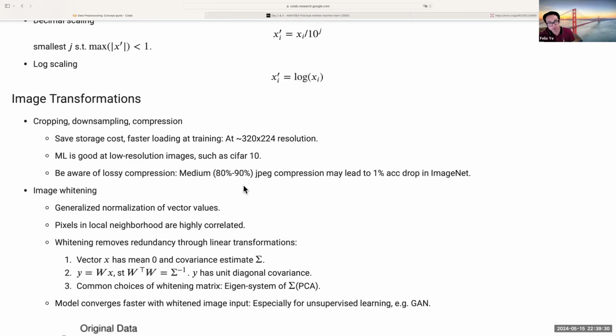Also, sometimes you have to be careful about whether to do compression or not. If you apply JPEG transforms with different versions, high, medium, or low, the compression may lead to some percentage drop. Because if you compress the image, although two images may look exactly the same to the human eye, some information is lost. That loss of information may lead to an accuracy drop.